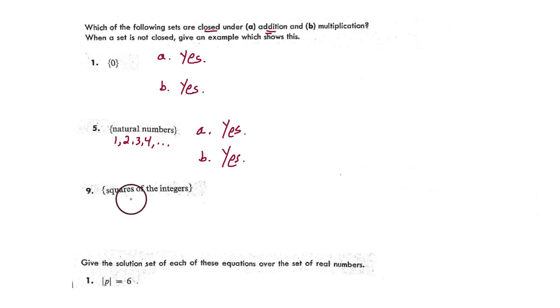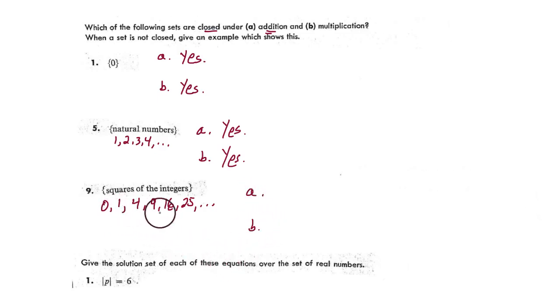Okay, now the squares of the integers. One integer is 0, and 0 squared is 0. Another integer is 1. 1 squared is 1. By the way, the integer -1, when squared, makes 1. Another integer is 2, and 2 squared makes 4. By the way, -2 squared is 4. Another square of an integer is 9. Another one is 16. Another one is 25, and so on. We're going to do question A and question B.